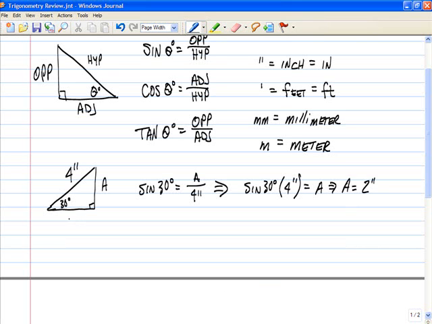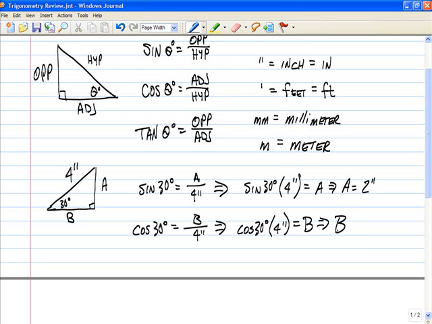Likewise, if we had wanted to find, let's call this side B. Side B is the side adjacent, isn't it? So adjacent and hypotenuse, we're dealing with the cosine. So cosine of 30 degrees equals B over 4 inches. Therefore, we've got the cosine of 30 degrees times 4 inches equals B, doesn't it?